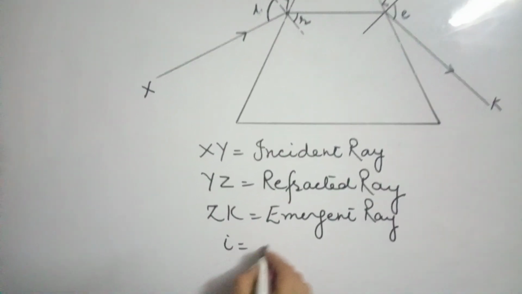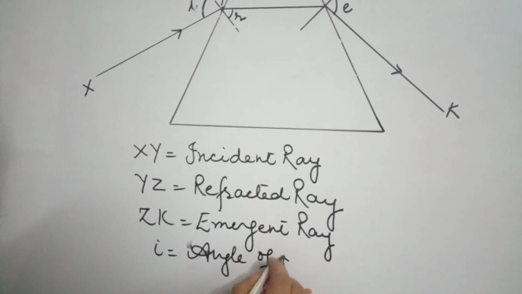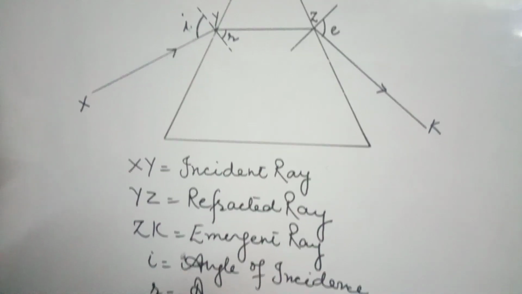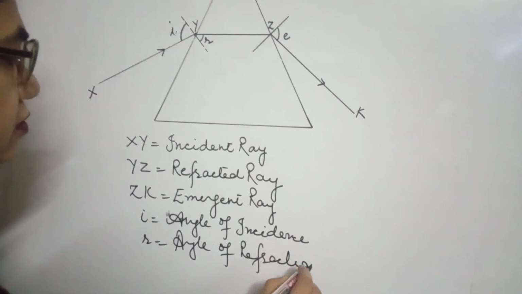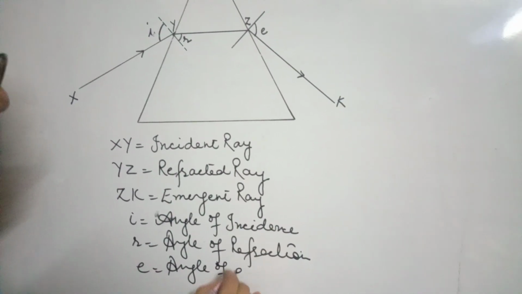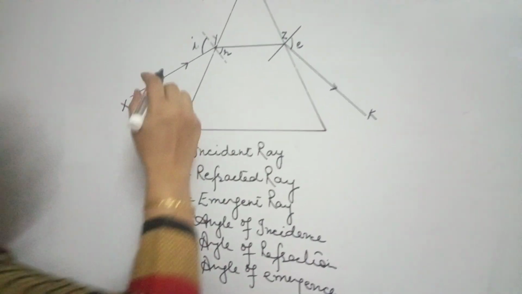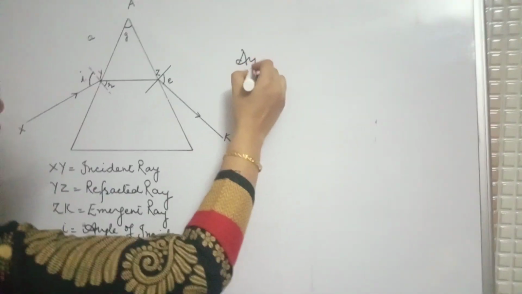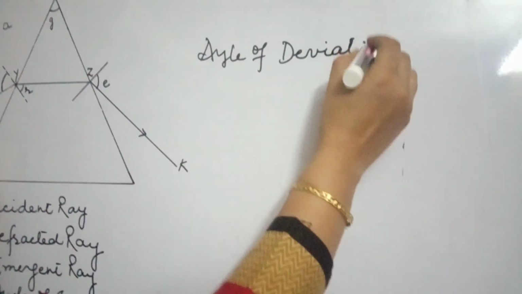This angle I is the angle of incidence, R is the angle of refraction, and angle E is the angle of emergence. There is one relation between all these angles that I will tell you later on. Before that, I will explain the angle of deviation, delta.